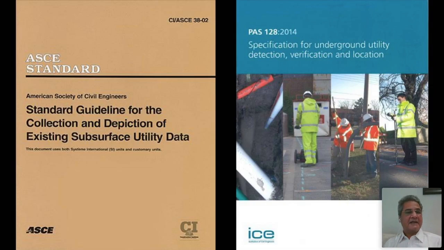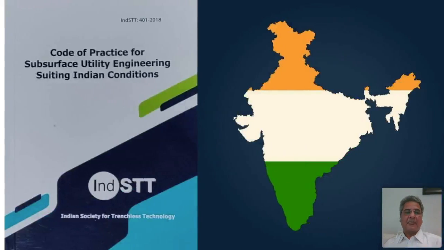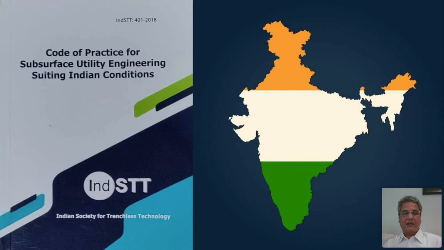All right. So there is the ASCE standard, which is most popular in the world, and there is PAS. This is a British standard. This is the American standard. And then, of course, the unique nature of utility and record keeping in different countries necessitates various changes in the SUE approach. So, in fact, every country should come with their own standard. Going by this, in 2018, we in India came up with a code of practice for subsurface utility engineering suiting Indian conditions. And I am also part of a small group doing a similar thing in Bahrain. I've given certain inputs in developing the code of practice for SUE there also. But this is something where I was the principal author, and this came out in 2018.